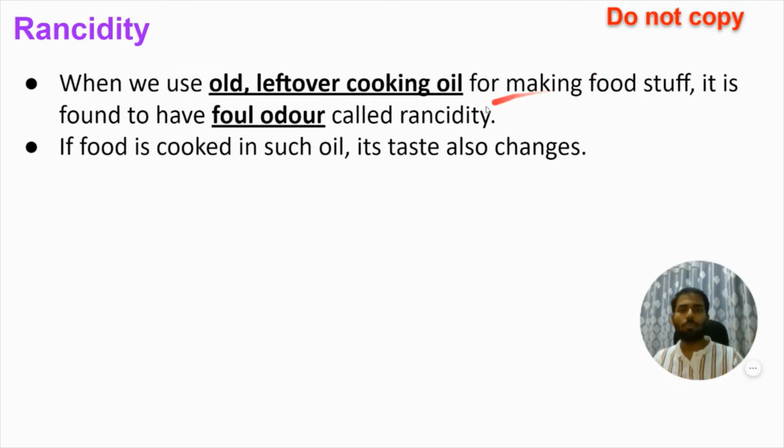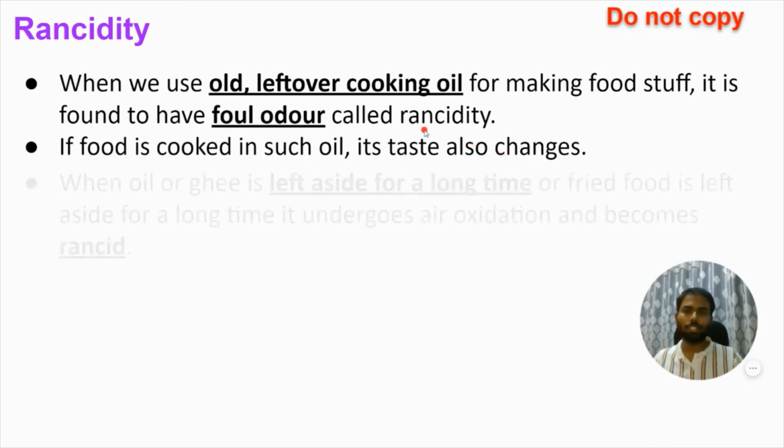Okay, so इसको हम लोग बोलते हैं रैंसिडिटी. Okay, what is rancid का मतलब क्या है? रैंसिड का मतलब है सड़ जाना, खराब हो जाना या सड़ जाना. That's the meaning of rancid. So if food is cooked in such oil, its taste also changes. तो अगर तुम लोग ने खराब ऑयल में या फिर जो बहुत पुराना ऑयल है उसमें अगर कुछ पकाने की कोशिश की, वो जो कुछ भी टेस्ट है वो भी चेंज होने वाला है.